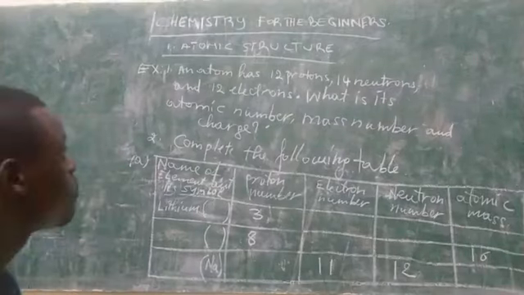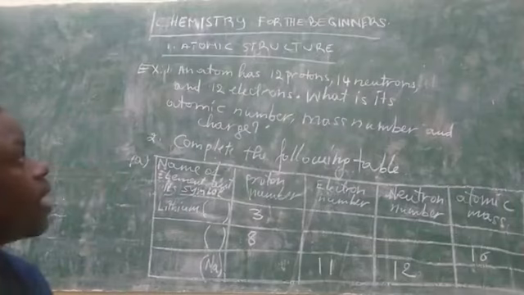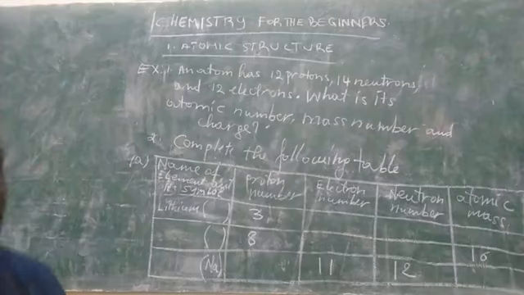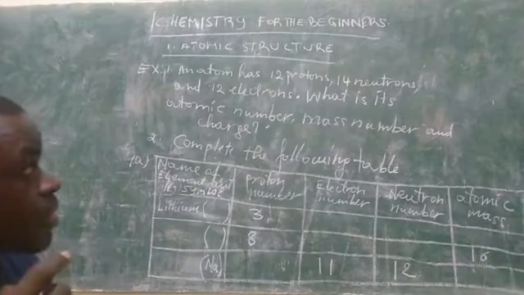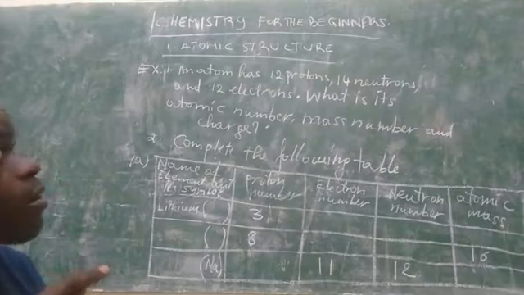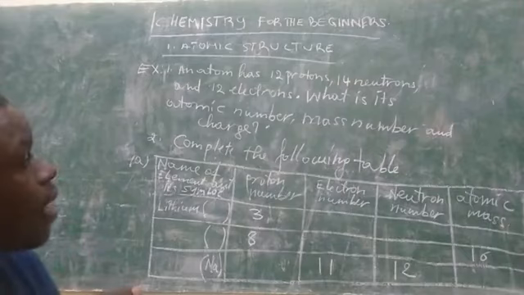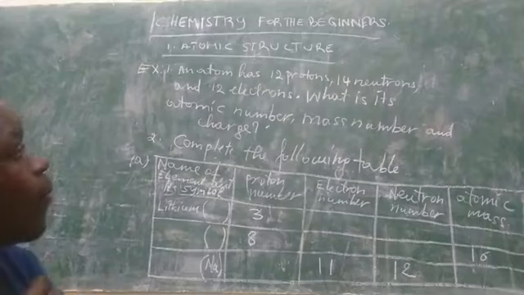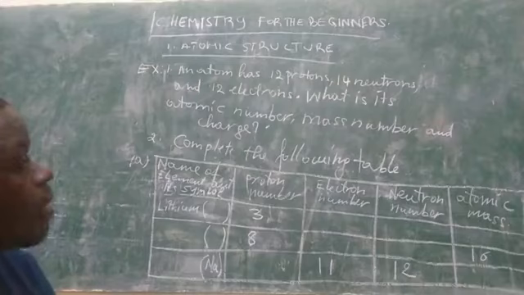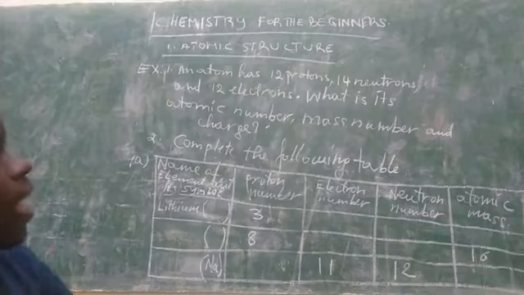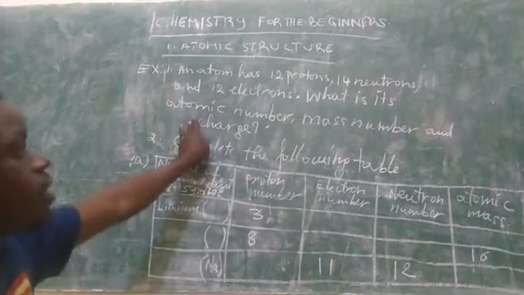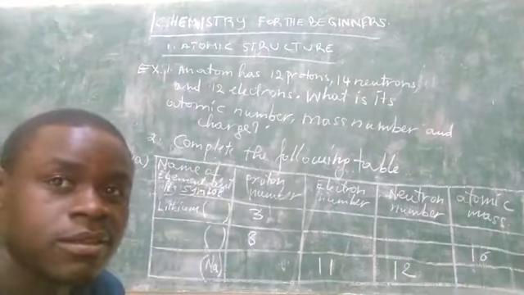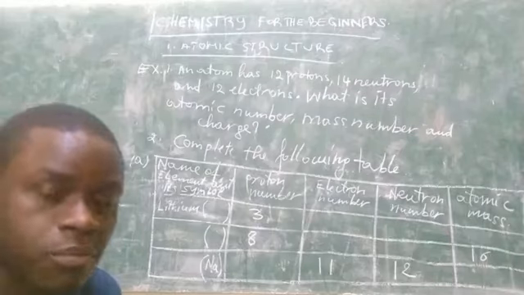Number 1, they say an atom has 12 protons, 14 neutrons, and 12 electrons. So then they ask, what is its atomic number, mass number, and charge? So when they say atomic number, we say that atomic number is always equal to the number of protons.